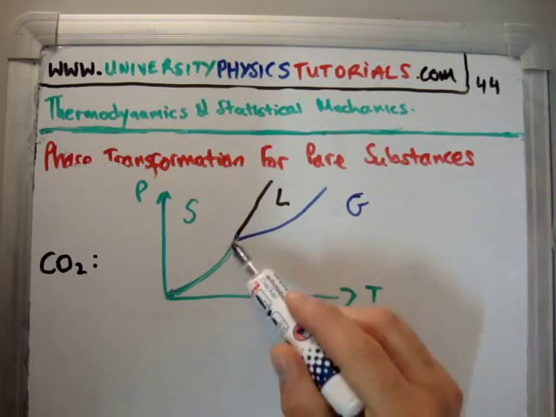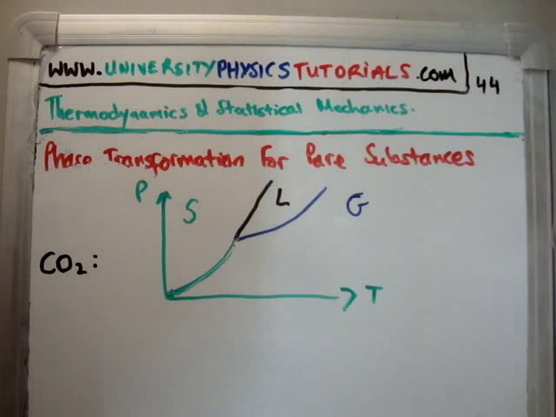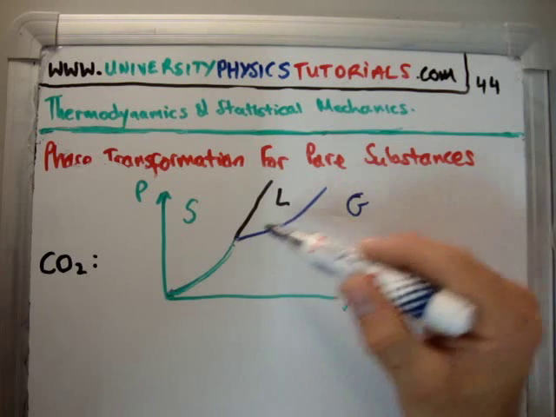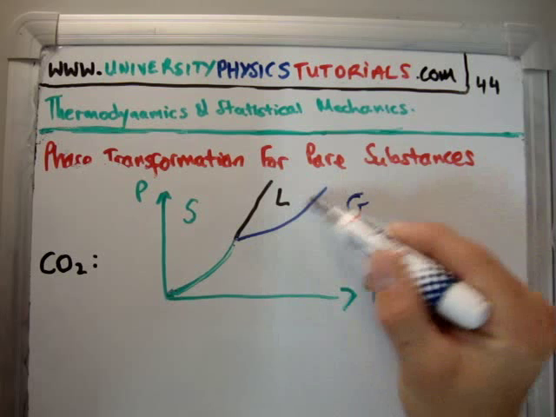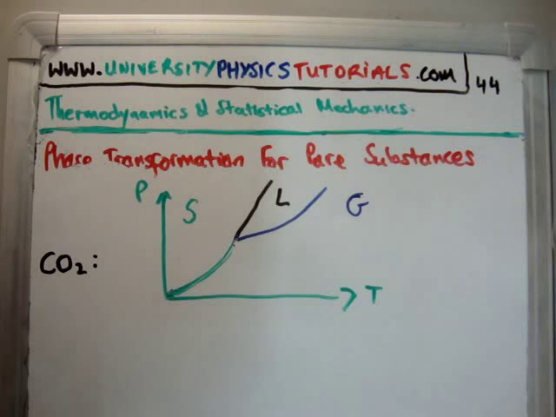From here to here, you'd have both the solid and the gas existing together at the same time. And if you then followed it from here up to here, you'd have both the liquid and the gas phase existing together at the same time.